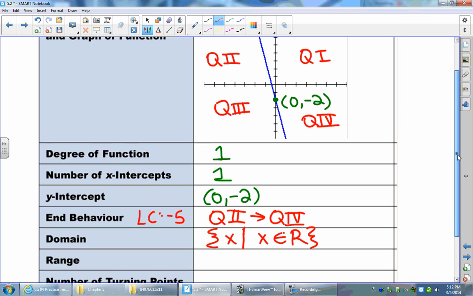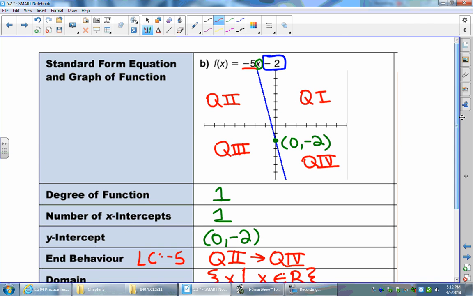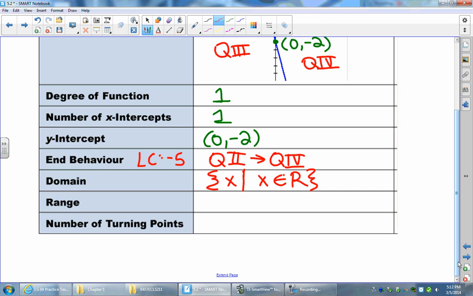Now when we're talking about our range, we're talking about our y values. Again, as we're looking at this, we can see that it's extending upwards and it's extending downwards. As it extends upwards, its y values are going to continue getting bigger and bigger. As it extends downwards, its y values are going to continue getting smaller and smaller. So that means that we can have any y value. So we would say that y is an element of the real numbers because y is just going to continue getting bigger and smaller as we extend upwards and downwards.